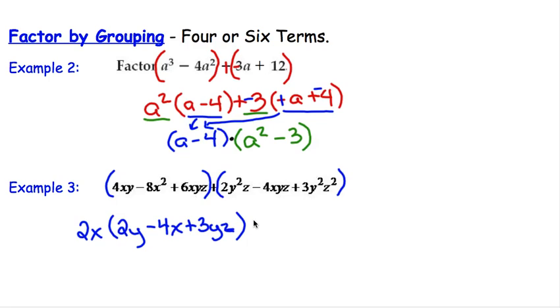Now I go to my second set. This is plus. The only thing that all 3 parts have in common is a y and a z. So I'm going to pull that out of all 3 parts. In the first part, it leaves me with 2y. In the second part, it leaves me with 4x. And in the third part, it leaves me with 3yz.